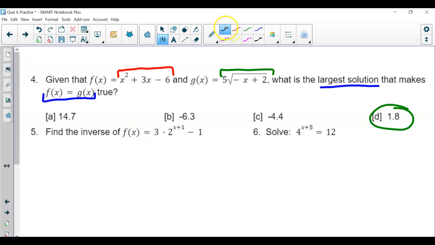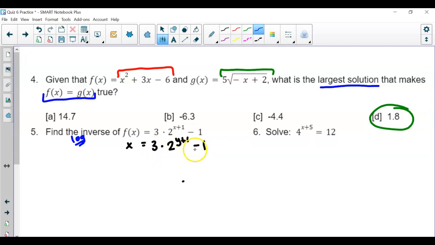So now in question number 5, we're finding the inverse of our function. So make sure, right, we need to switch our x and y. X is equal to 3 times 2 to the y plus 1 minus 1. Now keep in mind, we have an exponential. So in the end, guys, our answer should be a log. Before we do that, remember, right, we have to get the exponential by itself.